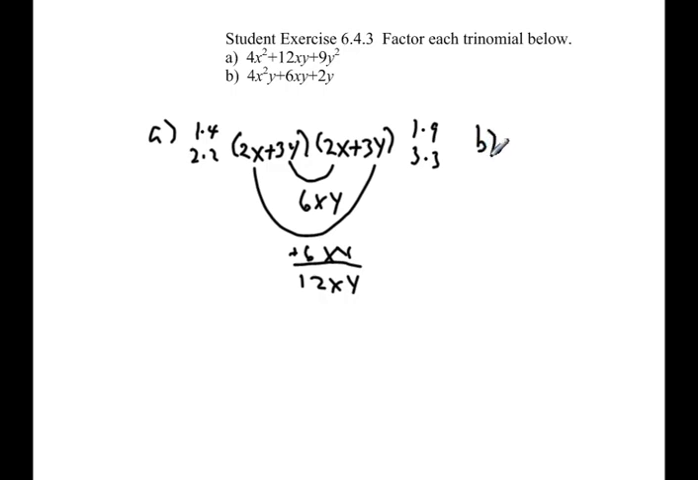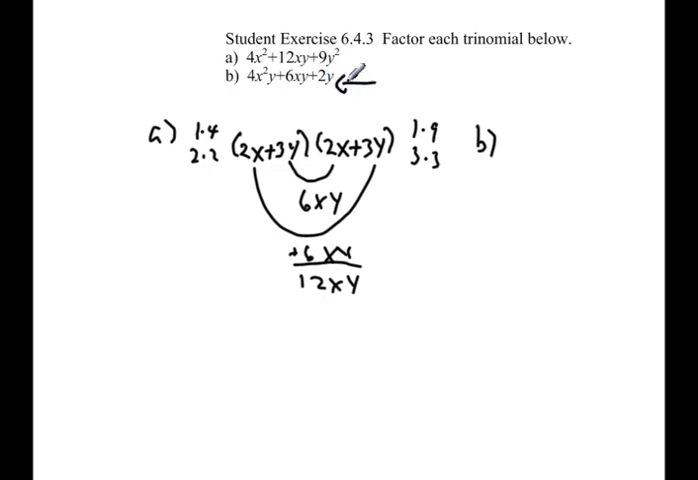B. We have 4x squared y plus 6xy plus 2y. So, two sets of parentheses? No. There's no y squared here at the end. In fact, that first term has a y, and so does the second.